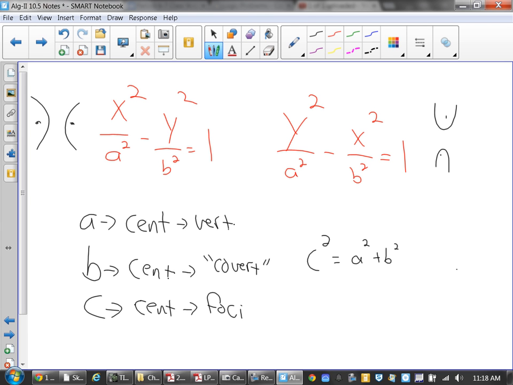Yes, ma'am? Those dots, are they foci or vertices? Okay. I'm just showing that because where the vertex is, the vertex on the curve, it's still looking at the focus.